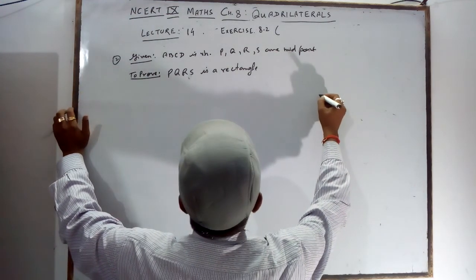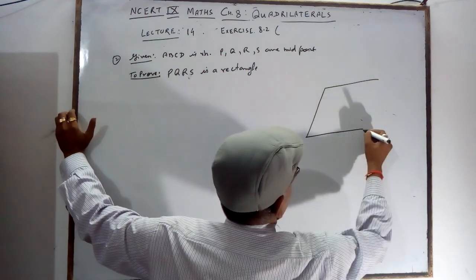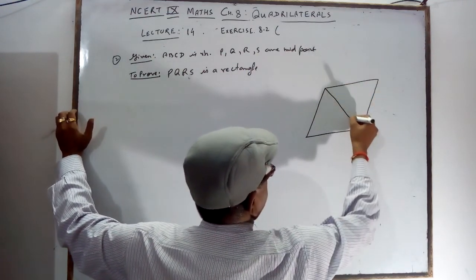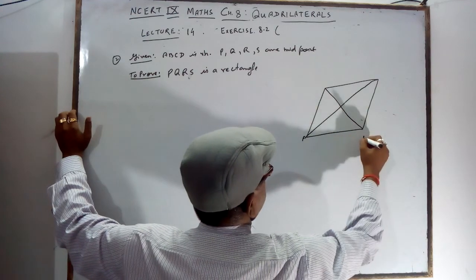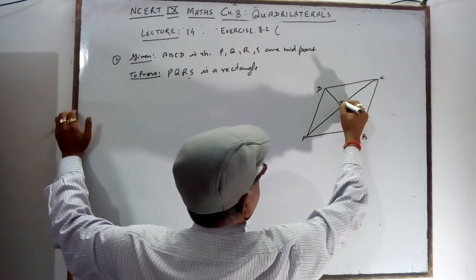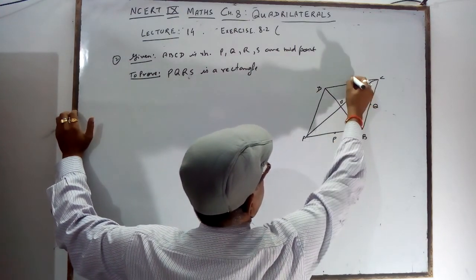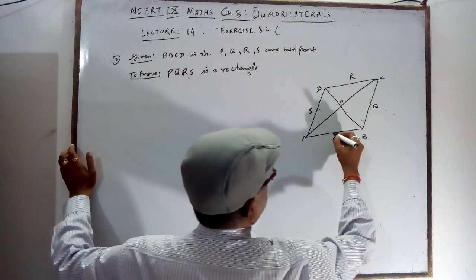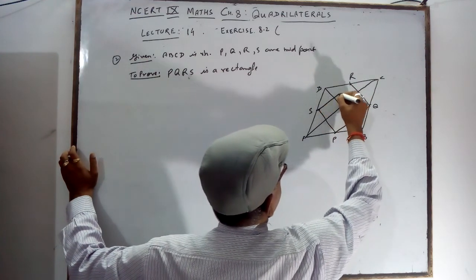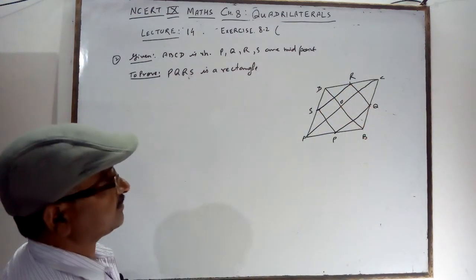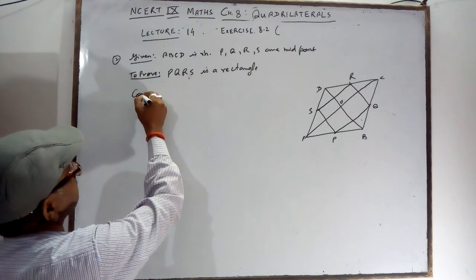So first you draw ABCD, a rhombus. Rhombus means all the sides are equal and the diagonals are perpendicular bisectors of each other. A, B, C, D, and here are the midpoints P, Q, R, S. Join the line PQRS. You want to prove it is a rectangle. Very simple proof. Construction.